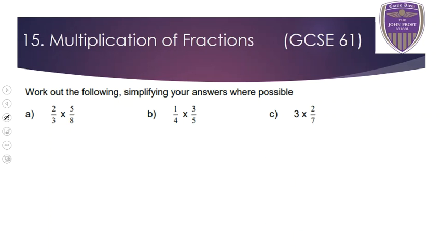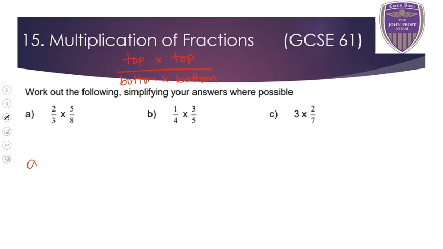Right, moving on, multiplication of fractions. Work out the following, simplify your answers where possible. So what we need to remember for this is when you multiply fractions, all you do is multiply top by the top, or numerator by numerator, whatever you want to call it, and then the bottom times by the bottom. So there's no need when we're multiplying fractions to make the denominators the same. That only applies for adding and subtracting.